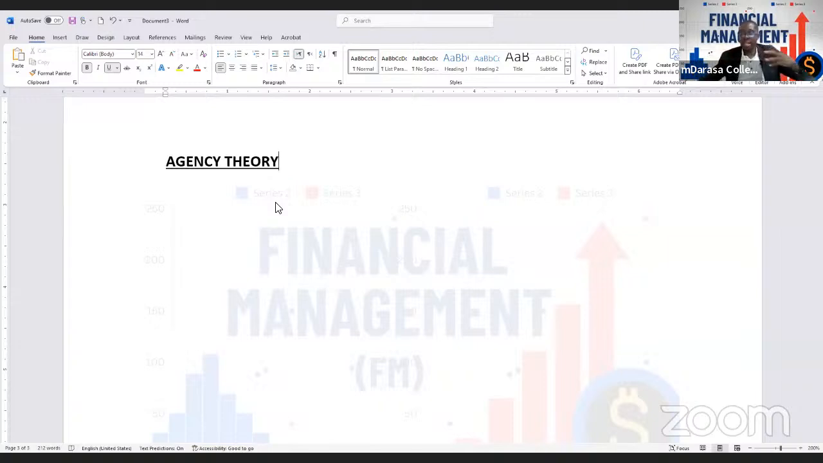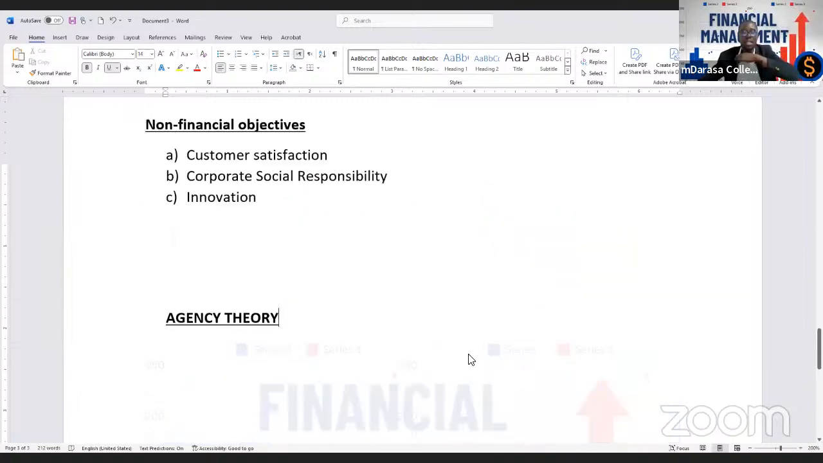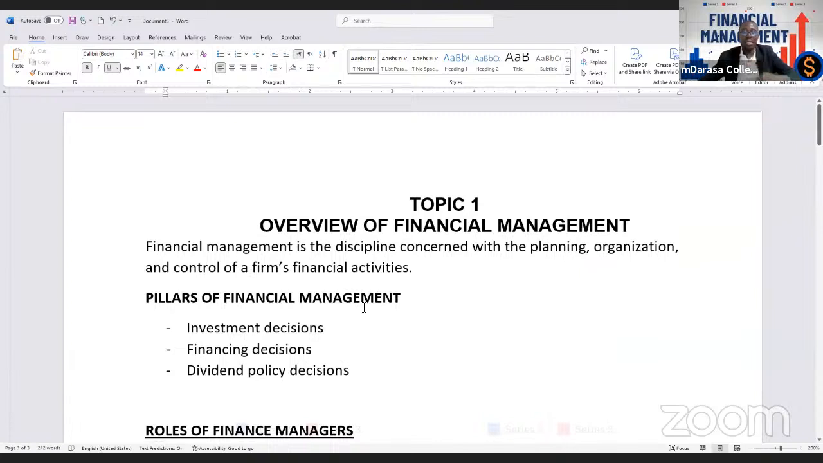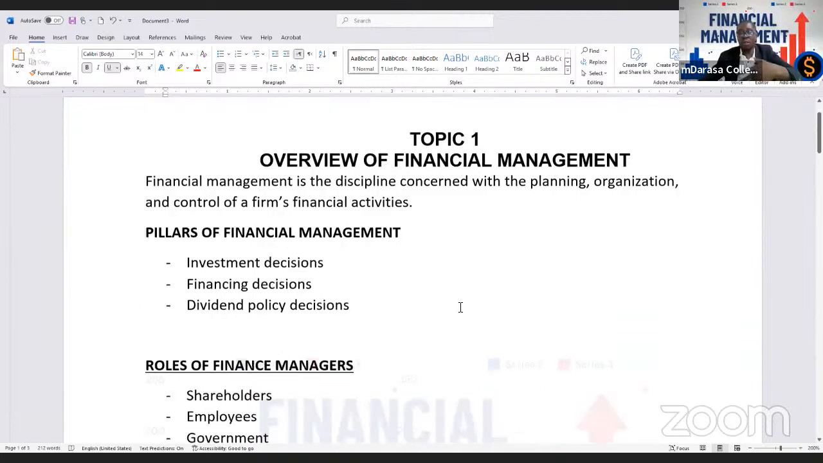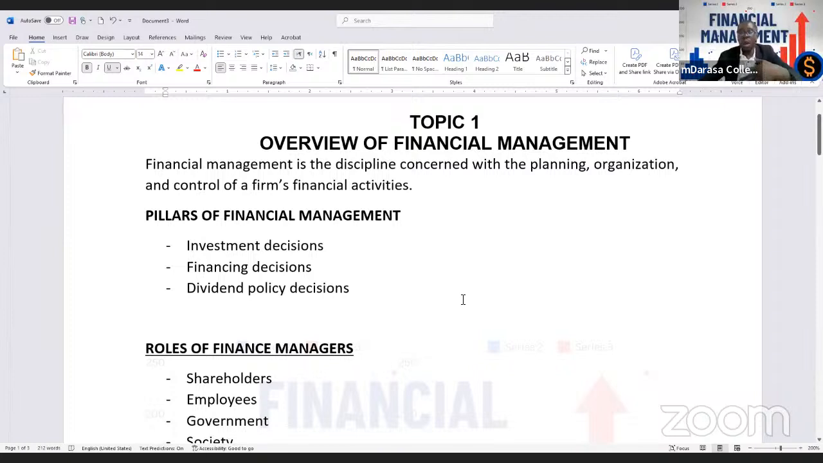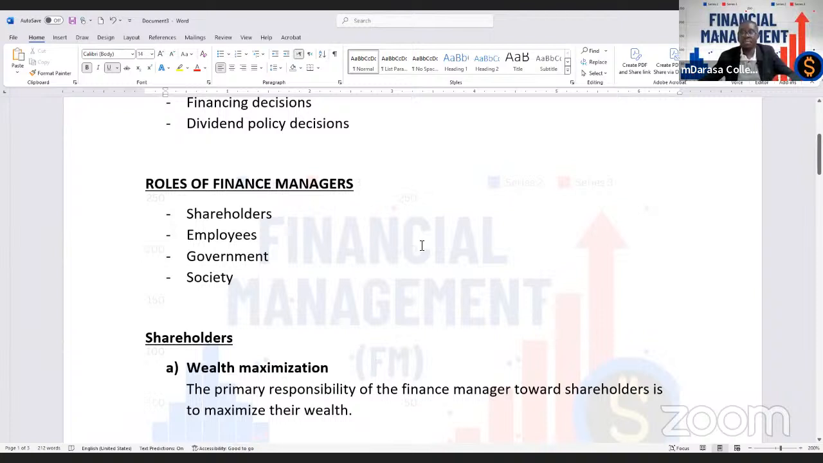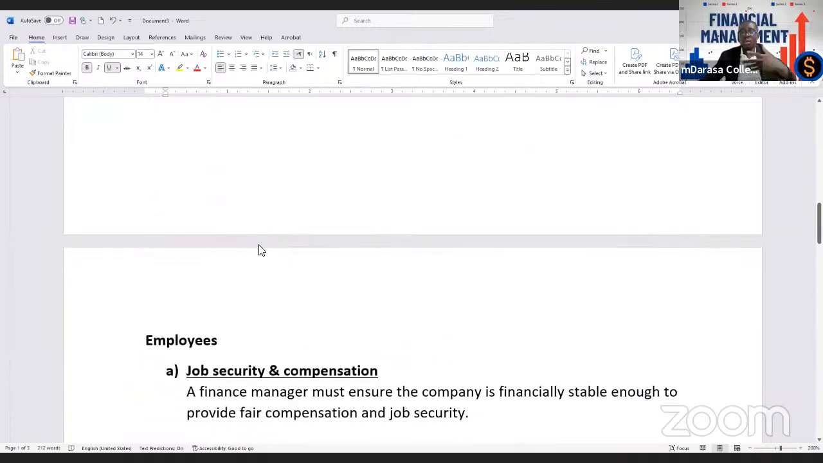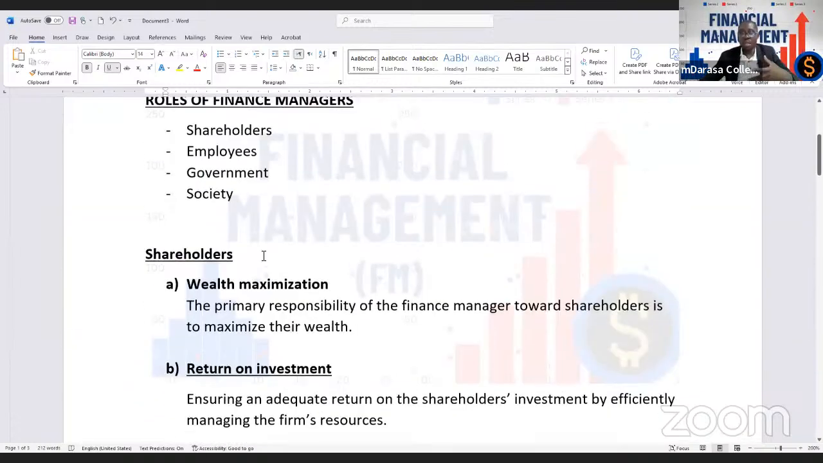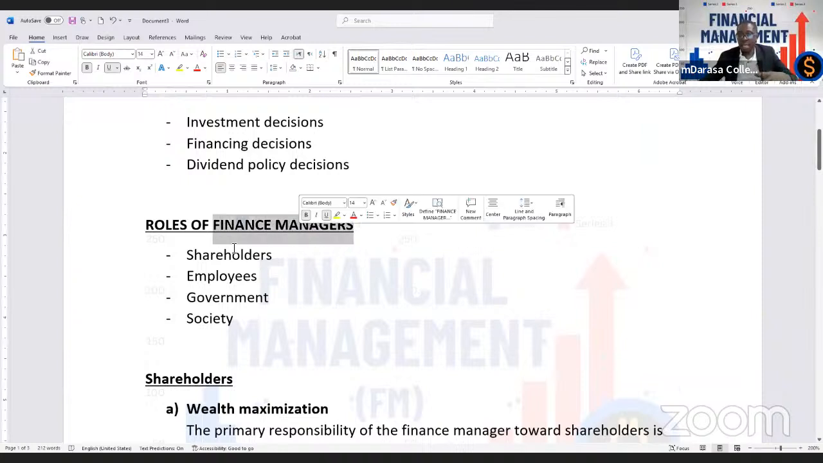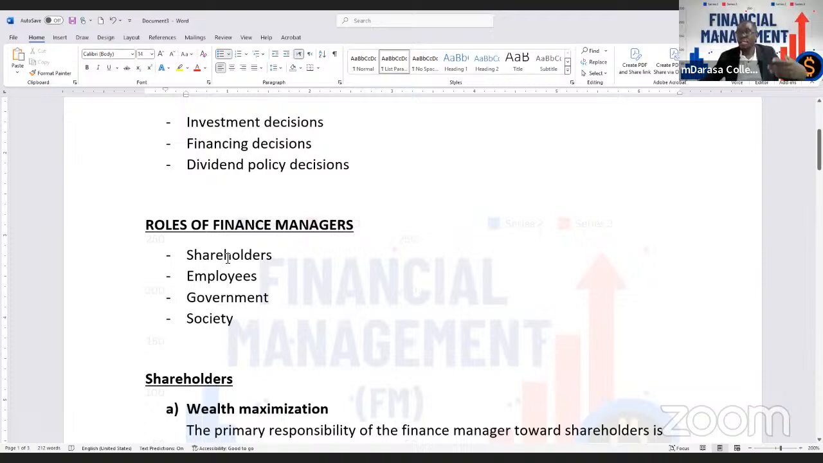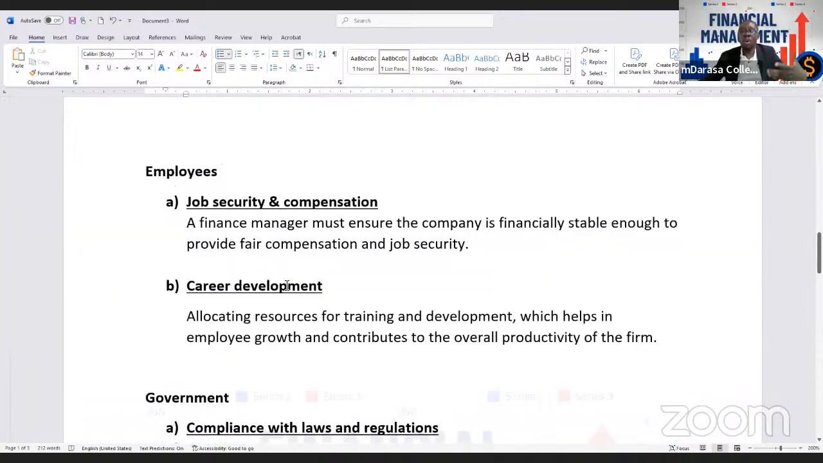You see? So anytime, my good students, this brings us back to the definition. We read about financial management being a study concerned with the planning, organization, and controlling of the firm's financial activities. In this case, who are the persons doing this? They are the finance managers, and that's why we looked at the roles of finance managers. So when it comes to agency theory, there are these finance managers and their shareholders, and they have been given a task to perform on their behalf.